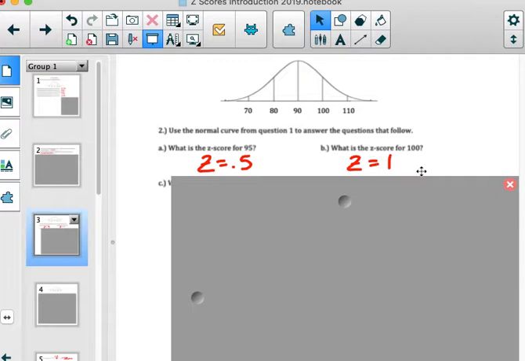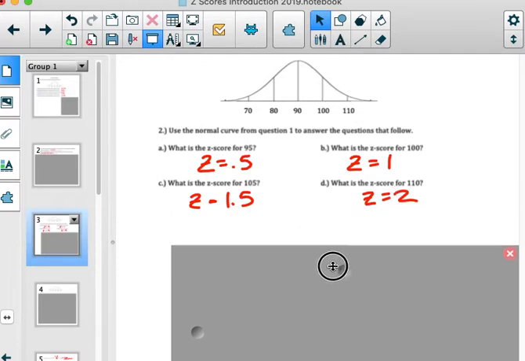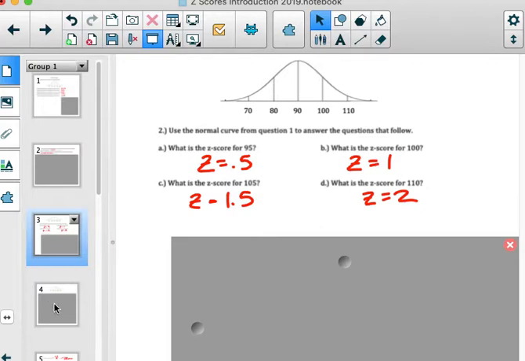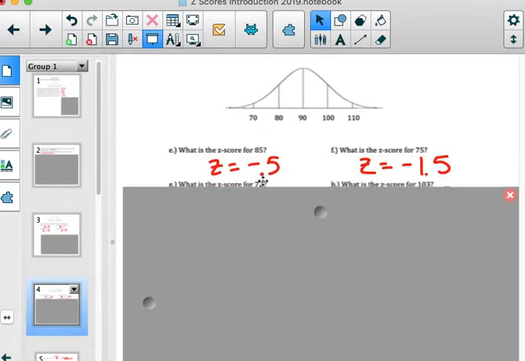All right, let's go ahead and see where we're at here. On C, of course, a z-score here for 105 equals 1.5, and a z-score for 110 would be 2 standard deviations away. Going on to E, 85 is on the left side of the mean. And so that is going to be a negative 0.5, whereas the z-scores on the right side were all positives. So a z-score of 75 is a negative 1.5.